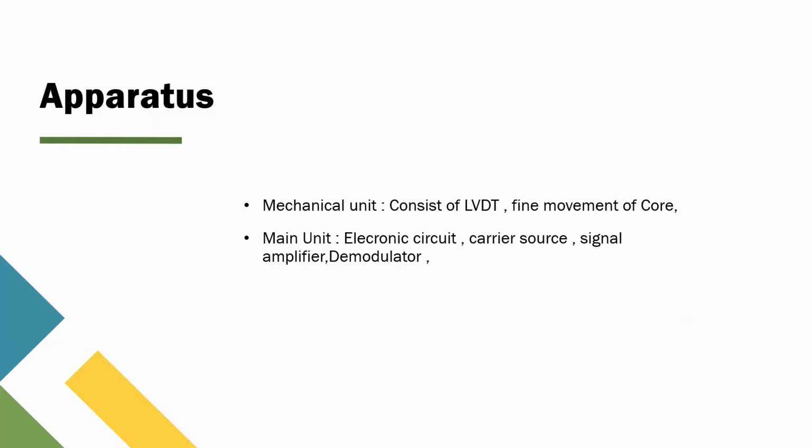So the apparatus can be divided broadly into two categories, the mechanical unit and the main unit. The mechanical unit consists of the LVDT and an arrangement for the fine movement of the core, and the main unit consists of the electronic circuit, the carrier source, signal amplifier, and demodulator. So these things are required to give the input and take out the output from the LVDT, and the mechanical unit is responsible for the physical movement of the core.